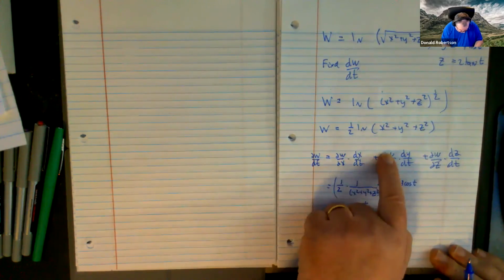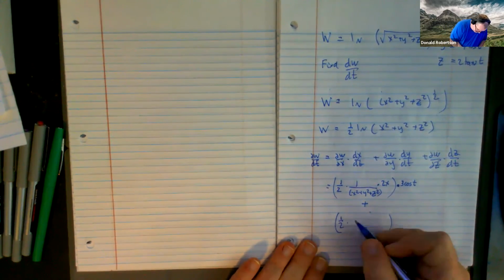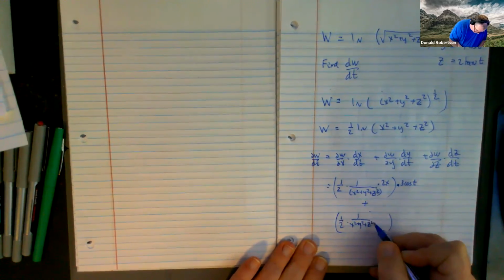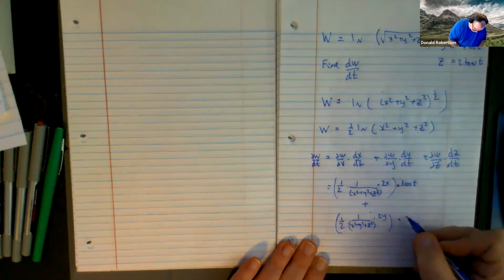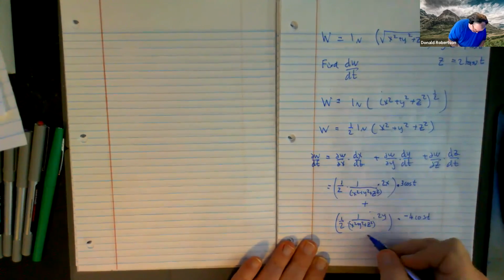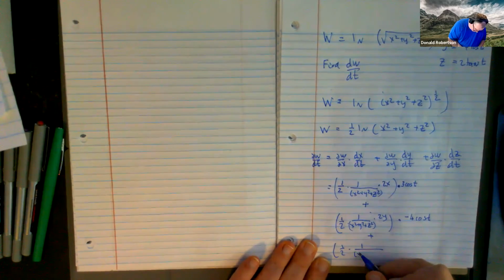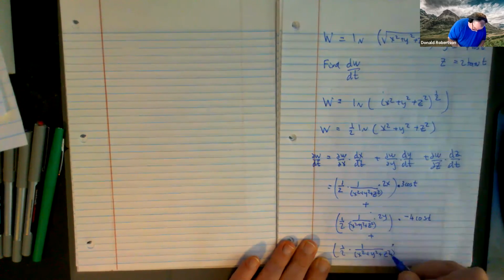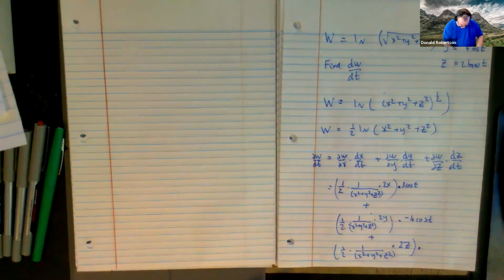I know what the derivative dw by dy is. It's a half, 1 over x squared plus y squared plus z squared, times 2y. And then I differentiate 4 cosine, which gets me -4 sine. And then I do it one more time. With respect to z, we get 1 over this guy times the partial derivative of this with respect to z, which is that guy, times 2 tan t.